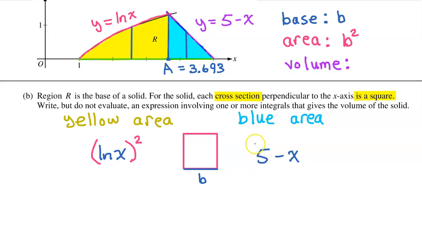In the blue region, same deal. Take the base and square it. Now we have an expression for the area. So that was step 2.